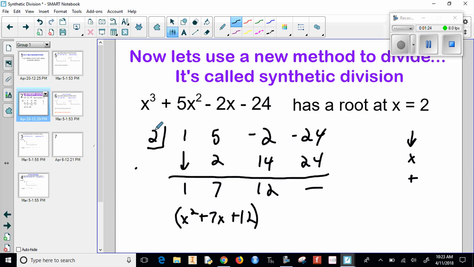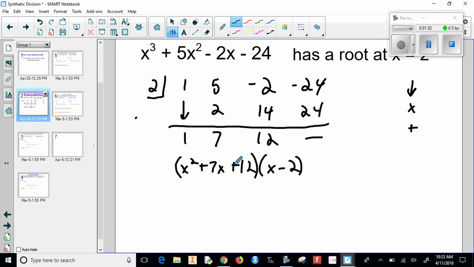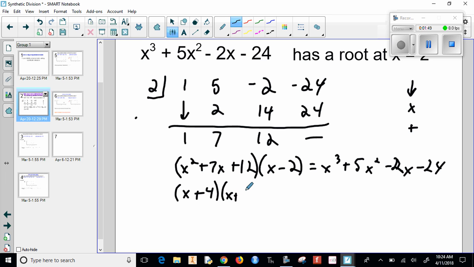And since the 0 is 2, that would be x minus 2. So these two multiplied together are going to be equal to x to the third plus 5x squared minus 2x minus 24. Now let's take this a step further. If I can factor this, x plus 4, x plus 3, because they multiply to 12 and add up to 7, now I have a nice little equation.